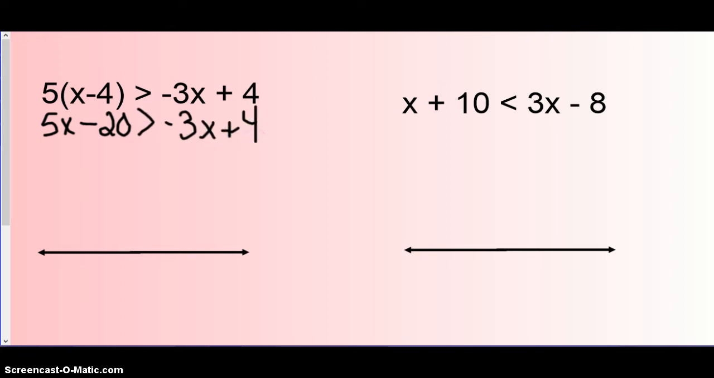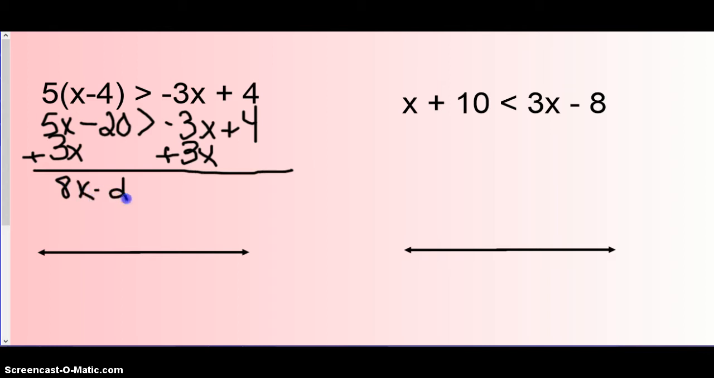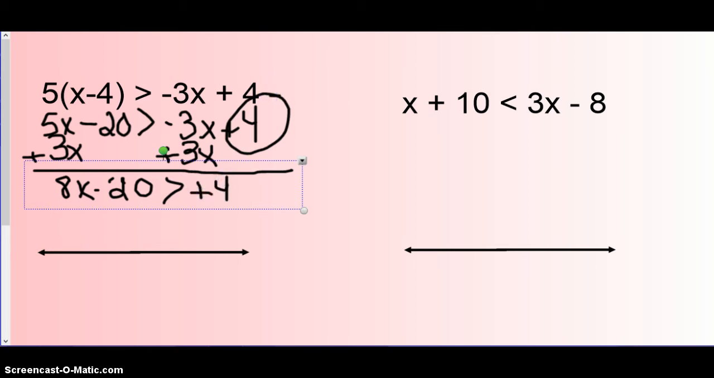Now to isolate the variable, we've got this negative 3x, so we're going to do the opposite of that, which is positive 3x, or you might think of it as adding 3x. This is going to give you 5x plus 3x, which is 8x minus 20 is greater than, leaving just this positive 4 here. And we've got this 20 that we now need to take care of. So we've got a negative 20, the opposite of that.